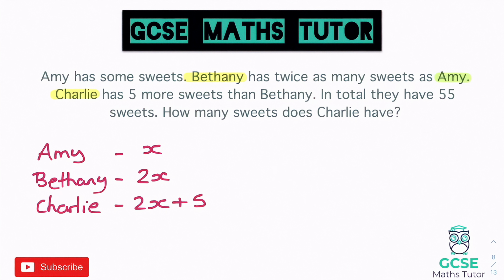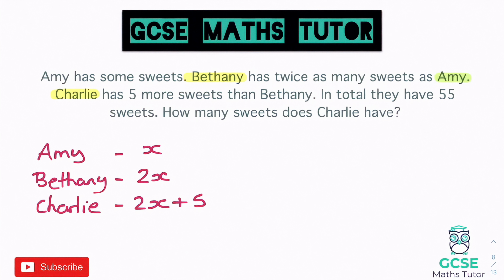our equation. Just as a little side note, obviously some of these descriptions could be given to you slightly differently. We could have been told that Charlie had 5 more than Amy, and then somebody had twice as many as that person, and that would just mean doing it in a slightly different order. For example, if it said Charlie had 5 more than Amy, then Charlie would instead be x plus 5. It might then say that Bethany had twice as many as Charlie, and then we would have to double the x plus 5. So we could have these in different orders, but this is just one type of example and one type of question. So obviously what we need to do is now think about how we're going to form our equation.